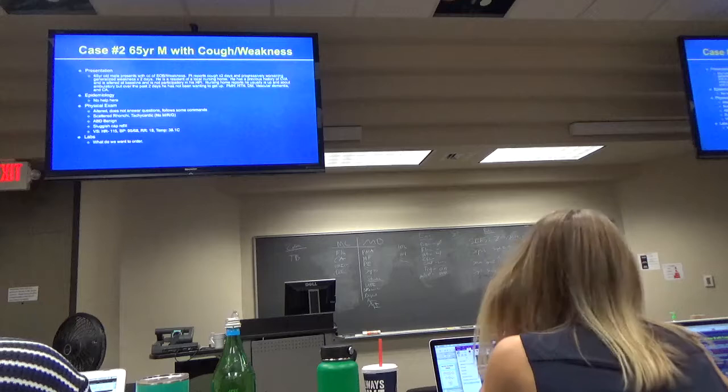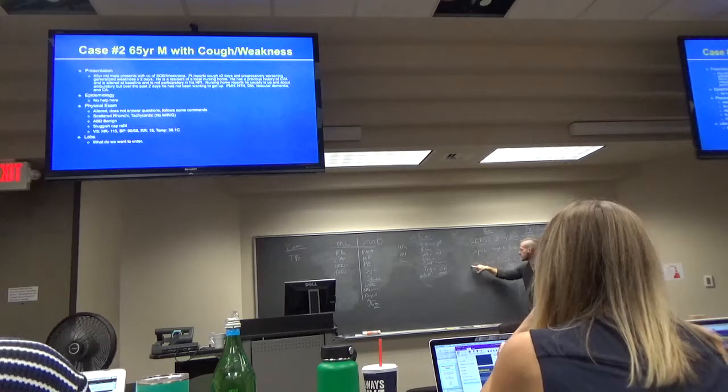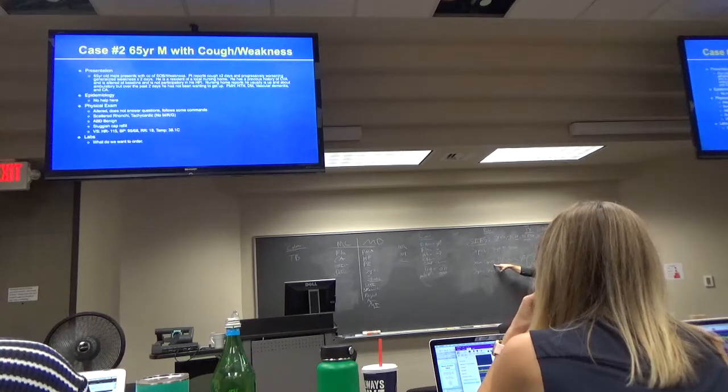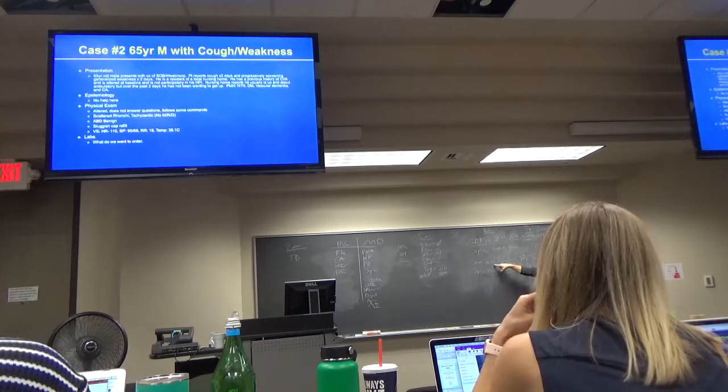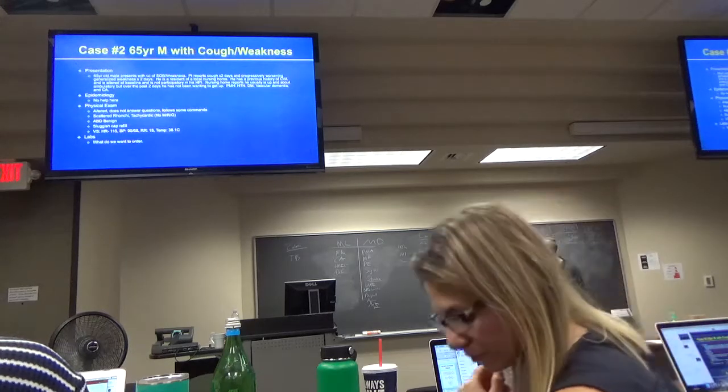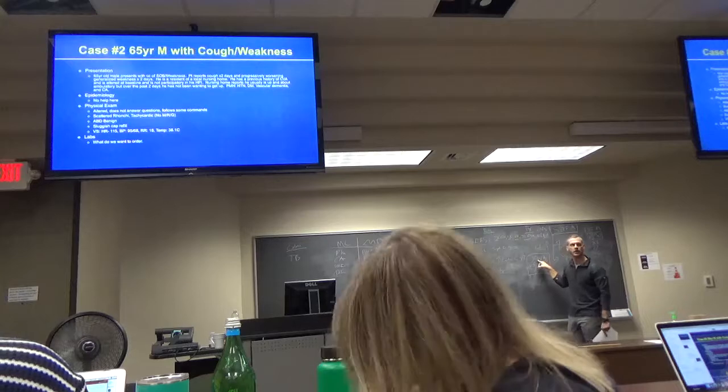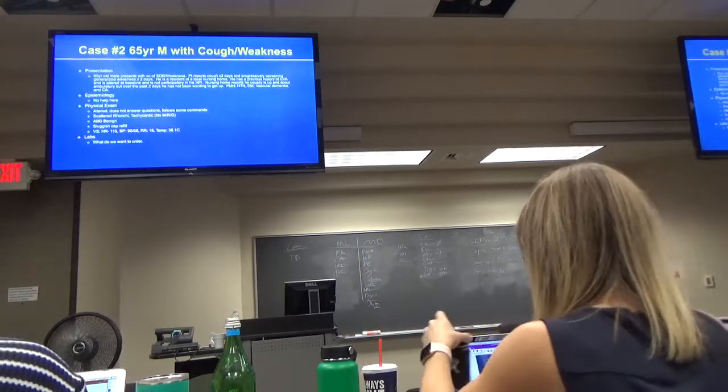Fluid boluses, SIRS and sepsis criteria here. Remember that severe sepsis is no longer an actual thing, but just keep it in the back of your head as far as the criteria goes. And then your septic shock is refractory to this fluid bolus.